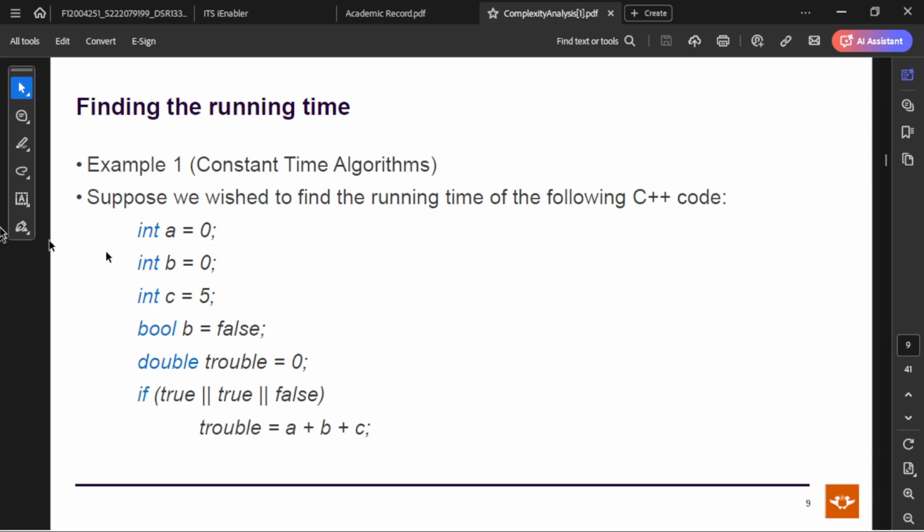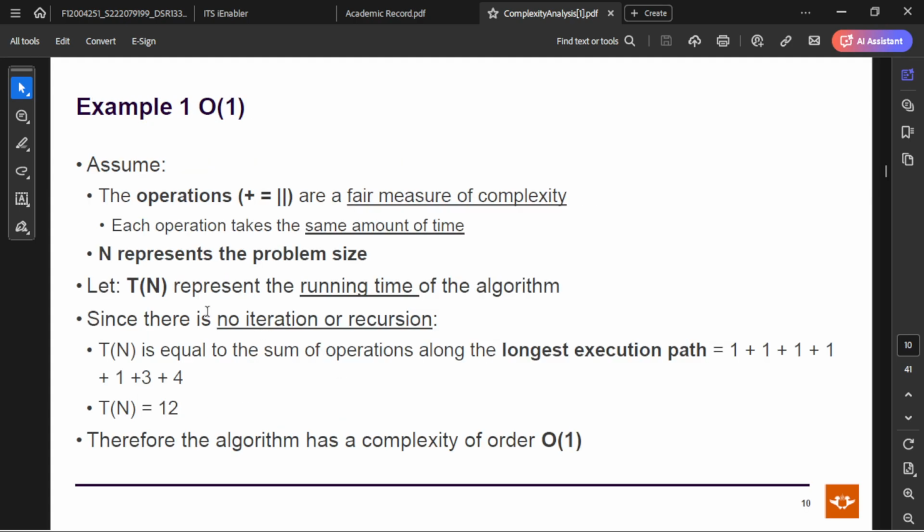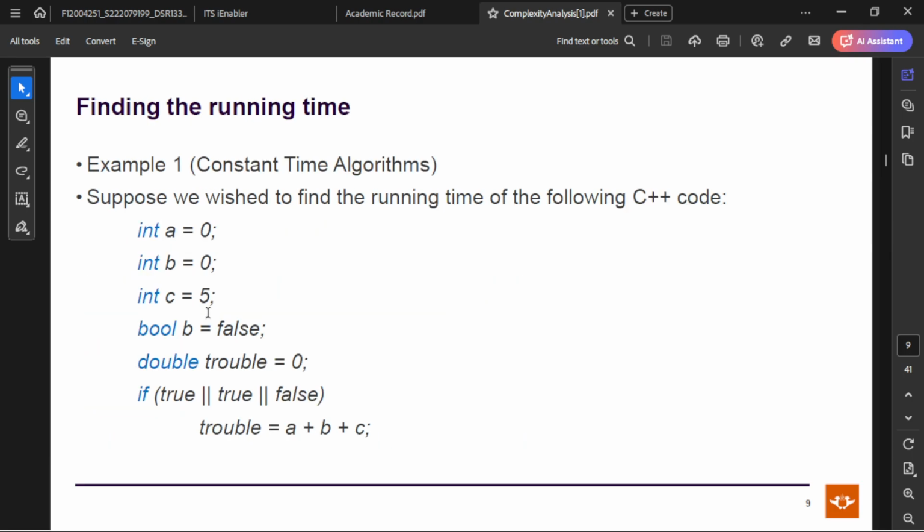Right away we have an example one over here. It's about constant time algorithms, constant time of one. They say, suppose we wish to find the running time of the following C++ code, and this is the code. On the next slide, they're solving these lines of code, and that's where they started doing the counting.